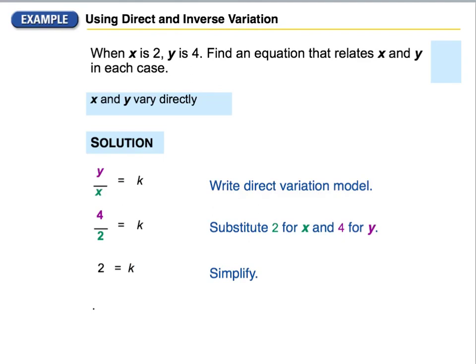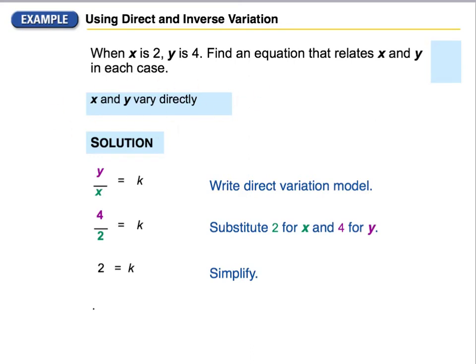So if they give me a problem and they tell me the relationship between x and y, and that's what they have here, let's read it. When x is 2, y is 4, find an equation that relates x and y in each case. So we already did this. X and y vary directly. This is the first one where x and y vary directly.